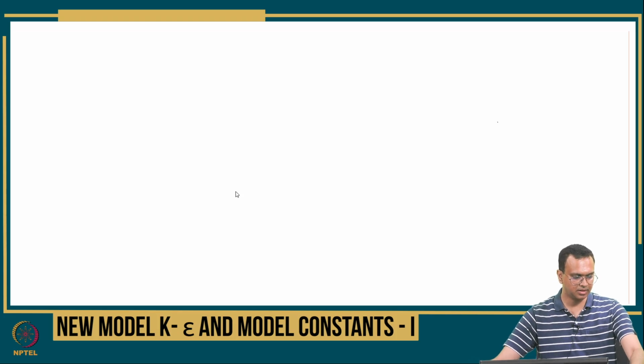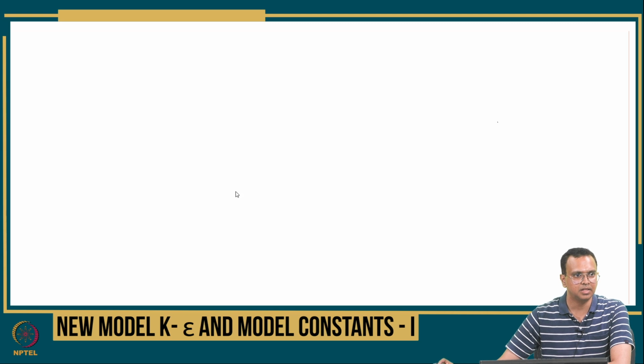Let's get started. In the last class we looked at the complete K-epsilon model constants, all the 5 constants, and how they came about for a standard K-epsilon model. We also cursorily took a look at the modeling philosophy behind an RNG K-epsilon model, where one of the constants is computed using the ratio of 2 time scales. And then we also saw an example of a one equation eddy viscosity model, the Prandtl's model.